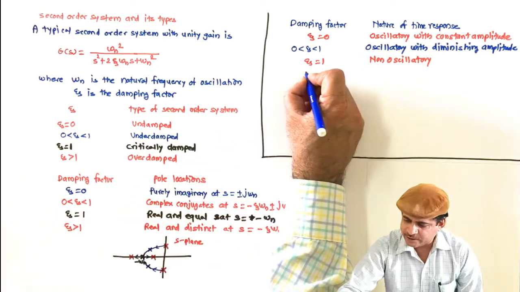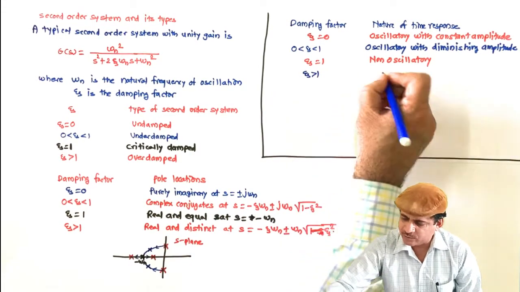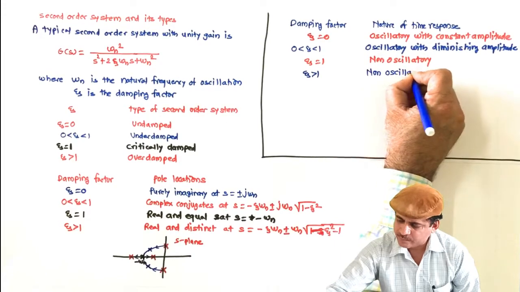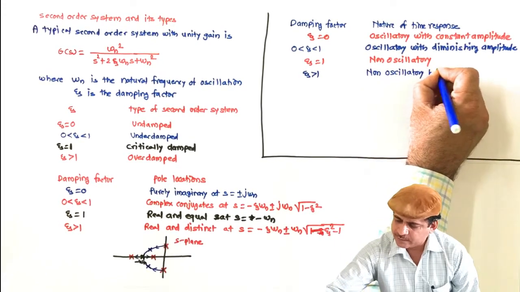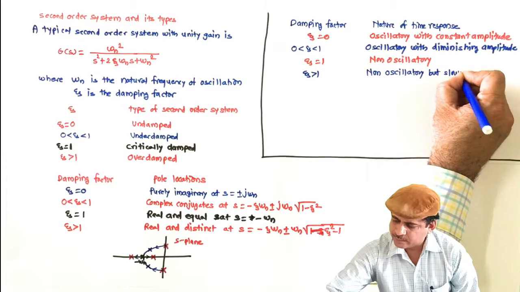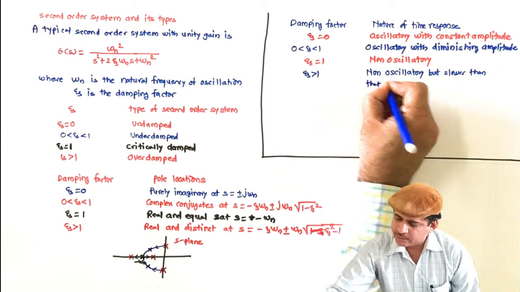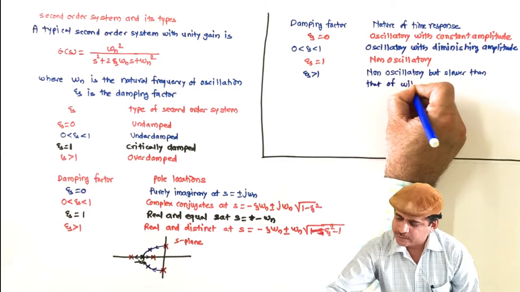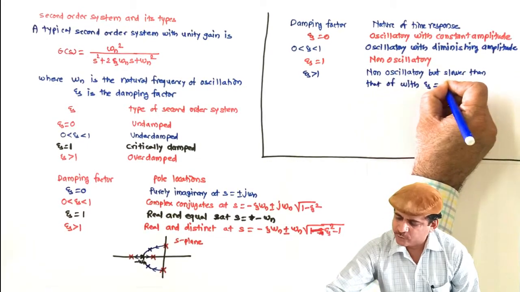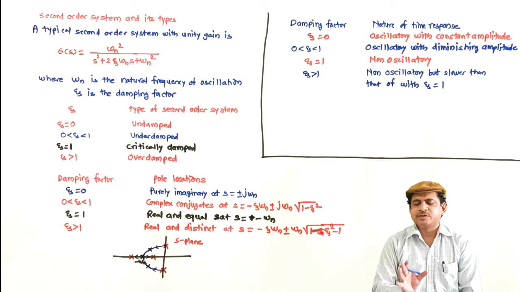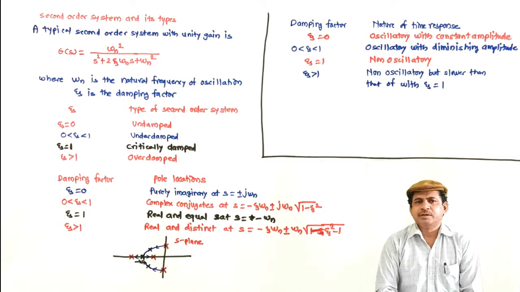What about zeta greater than 1? For zeta greater than 1, also the system is non-oscillatory but slower than that with zeta equal to 1. So it will also be non-oscillatory, but it will be slower as compared to the response.